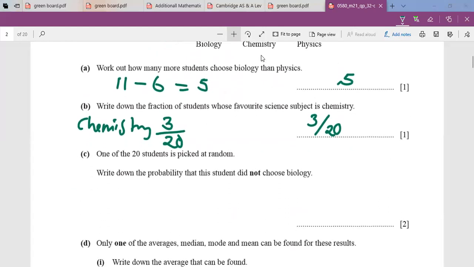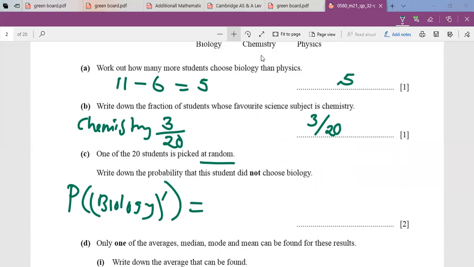All right. One of the 20 students is picked at random. Write the probability that this student did not choose biology. In short, we are talking about the biology complement, not in biology. So how many did not choose biology? It simply means they chose chemistry and physics. Those that chose chemistry are 3. Those that chose physics are 6. But the total number is 20. So when you add this, you're going to get 9 over 20.